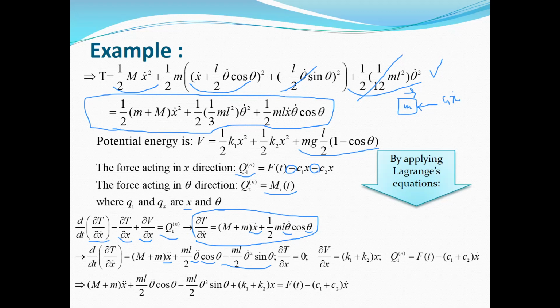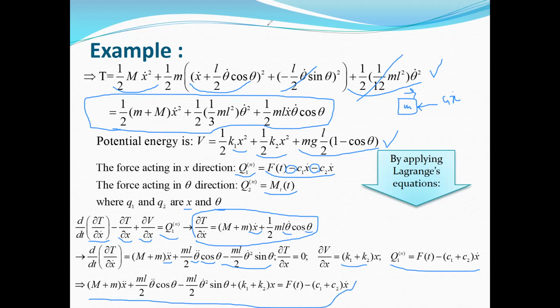The partial of T with respect to x is 0 because there is no x in the kinetic energy. The partial of V with respect to x can be calculated from this term. We have half k1 x squared, half k2 x squared, and you can substitute, so it will be (k1 plus k2) times x. And for Q1, which is in fact the force acting in the x direction, we will have F_t minus (c1 plus c2) times x dot. This is the Q1, and we can substitute into the Lagrange equation and extract the first equation. As you can see, this is the first equation.